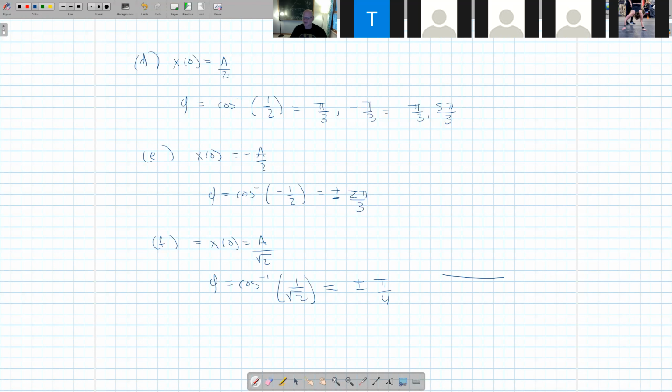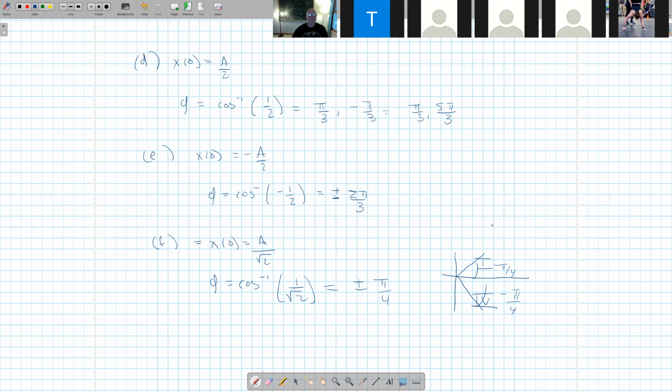It's plus or minus because remember that if I thought about my quadrants, cosine is positive in both the first and the fourth quadrants, which means you're looking at this angle here of pi over 4, or this angle here of negative pi over 4. Right?